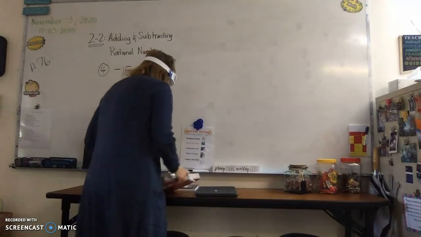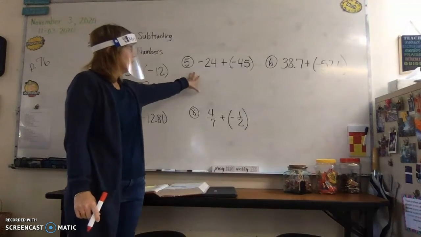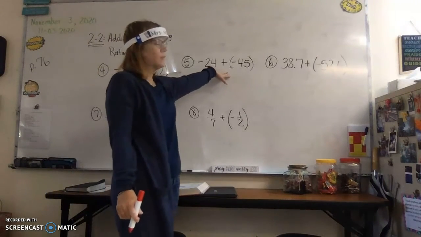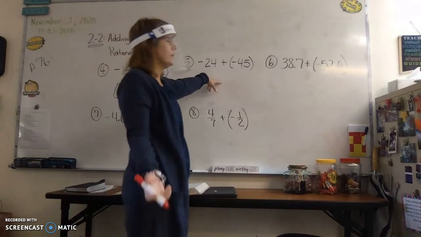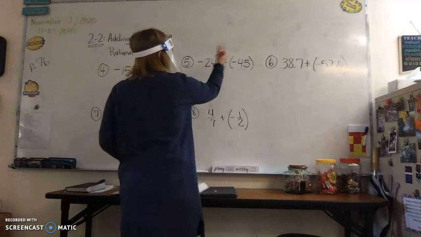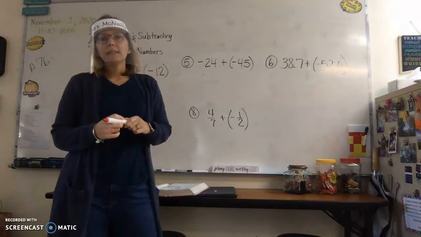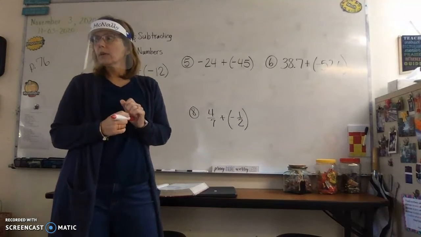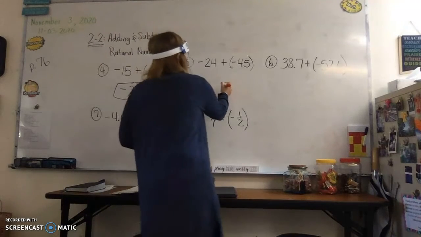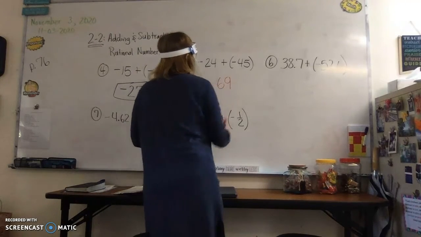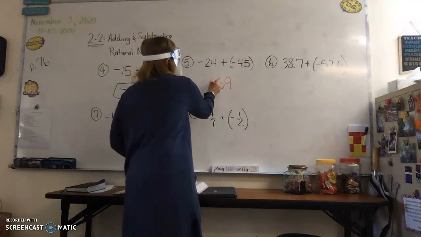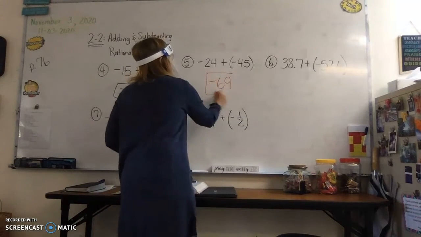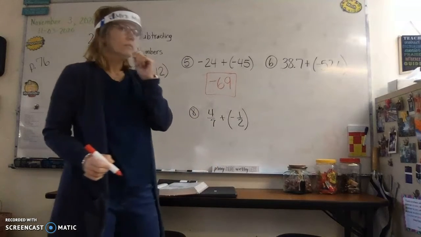And let's keep going. Okay, number 5, negative 24 plus negative 45. Are the signs the same or different? Same, so I'm going to do what? Add. So what is 24 plus 45? 69. And the answer, what? Negative, because the numbers in the problem were negative. So the answer takes the sign.